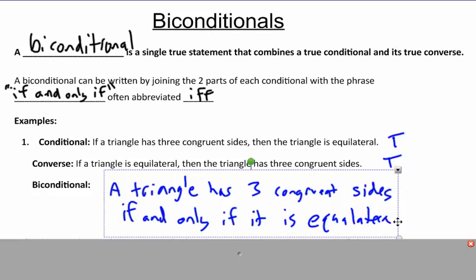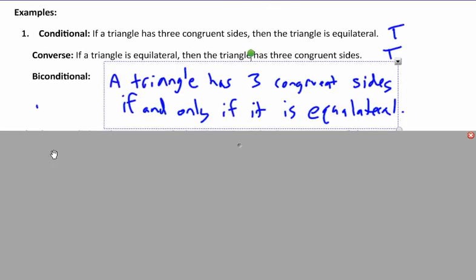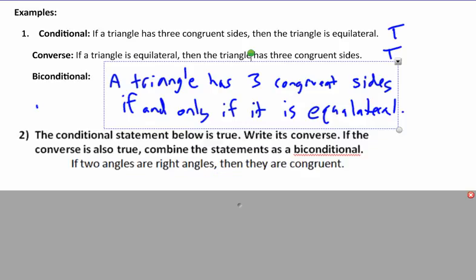By making it a biconditional like this, if you see a biconditional, that means it works both ways. Meaning, you could say, if a triangle has three congruent sides, then it's equilateral. And you could flip it around: if a triangle is equilateral, then it has three congruent sides. So that's what a biconditional is doing. It's just combining those two true statements that are opposites like that.